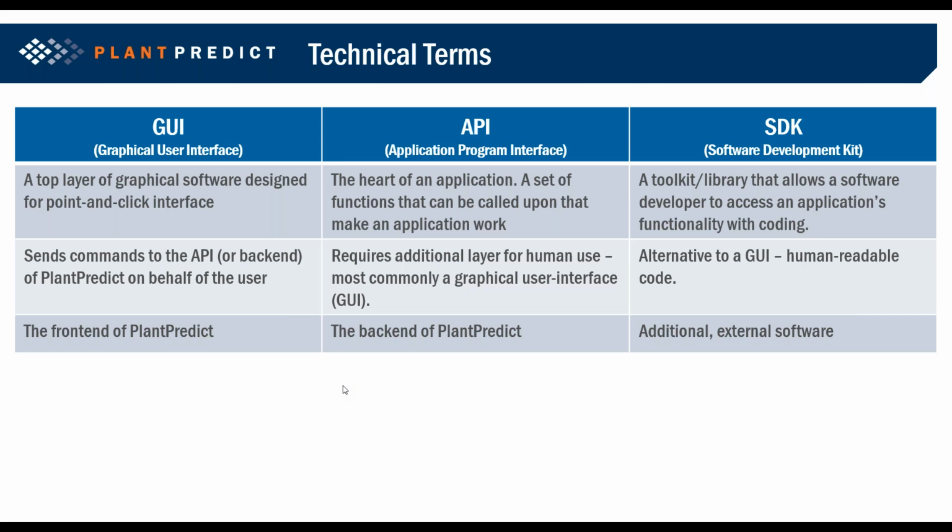The first on that left side is a GUI, a graphical user interface. You probably have heard this term in reference to other things. A GUI is just something that you as the user interact with. In the case of what we're talking about now, it can be thought of as the top layer of graphical software, and it's really designed for point and click.